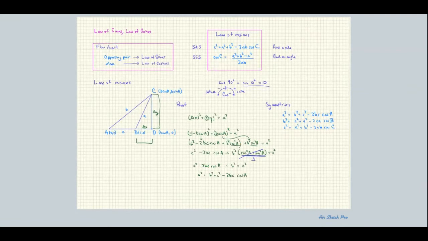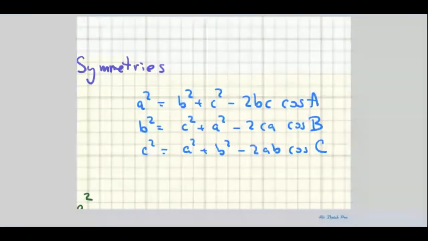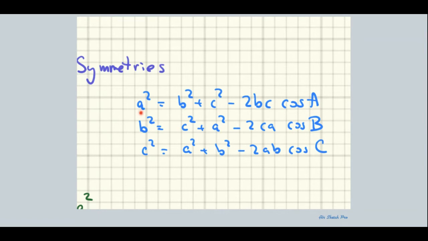Okay. Remember, this is true. This isn't just a C thing. You can work with this to solve for any angle or side that you're showing by using the symmetries. In general, any side squared is the sum of the other two squareds minus twice their product times the cosine of the angle that's opposite the side.